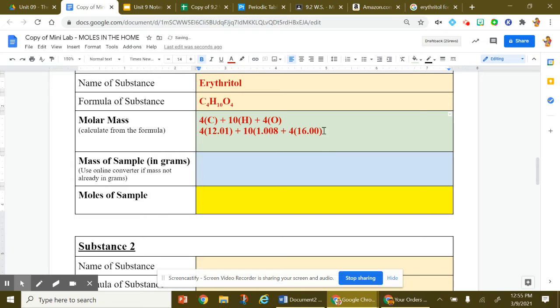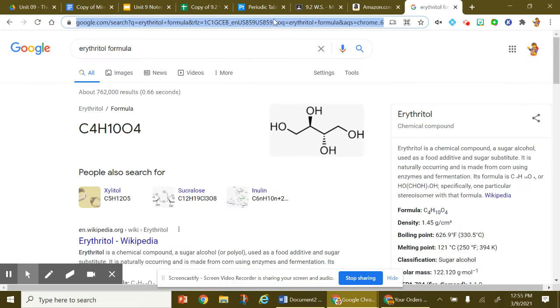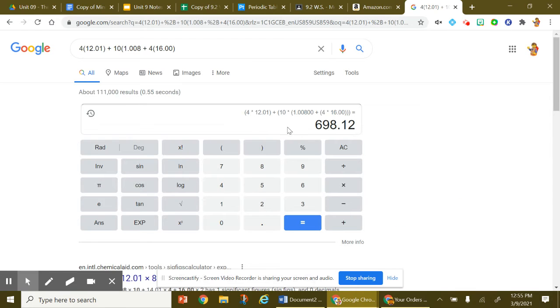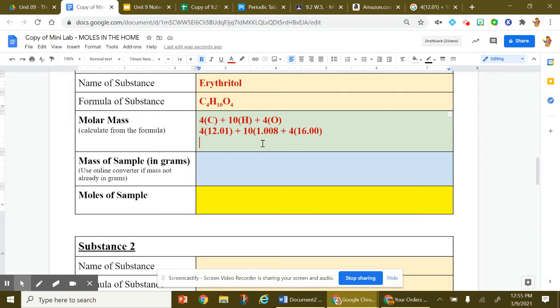So all in all, the molar mass of erythritol is, and the good thing about typing it up is I can just go over here and paste it into Google. It'll tell me, is that right? Let's see here. Oh, I see something wrong. Parenthesis right there. Try this again. There we go, 122.12.